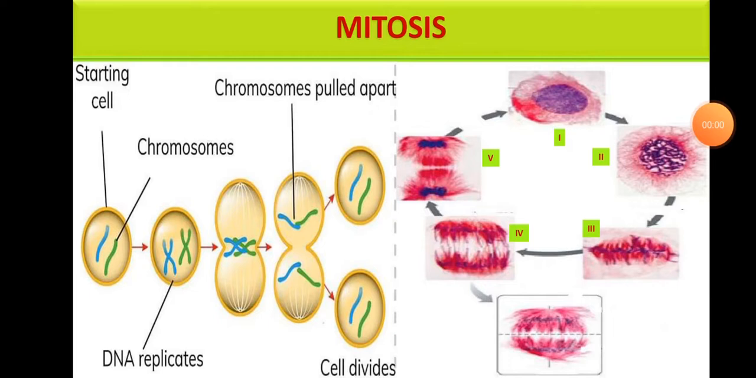So let's go through the steps of mitosis. We are going to compare the left hand side picture with the right hand side picture, which are the real pictures of the cells going through the steps of mitosis. As you can see in the first picture on both sides, it is the starting cell, the parent cell, as it looks right before the mitosis process.